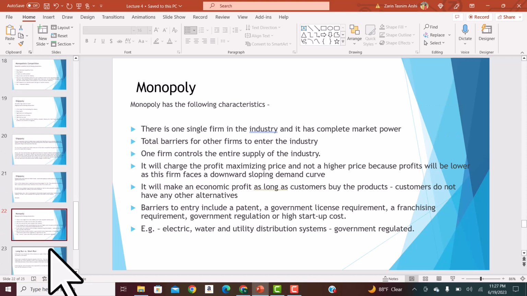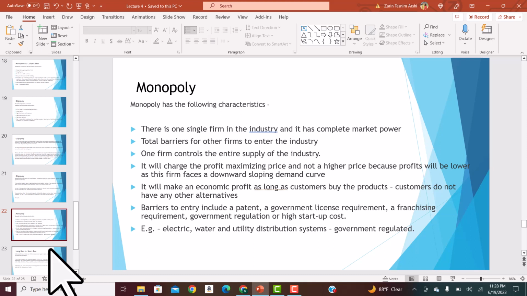Next, the last type of market structure we move on to is called monopoly. Monopoly has the following characteristics. There is only one single seller or one single business in the industry, producing all the goods and services. No other competition or firms are there. The barriers to entering the market are very high; nobody can easily enter this market. One firm controls the entire supply of the industry. Again, there is a large number of buyers. It will charge the profit maximizing price and not a higher price, because profits will be lower as demand is a downward sloping curve. Barriers to entry can include a patent, a government license, franchising requirements, government regulation, or high startup costs. Examples of monopoly would be an electric firm in a certain area or some pharmaceutical companies.